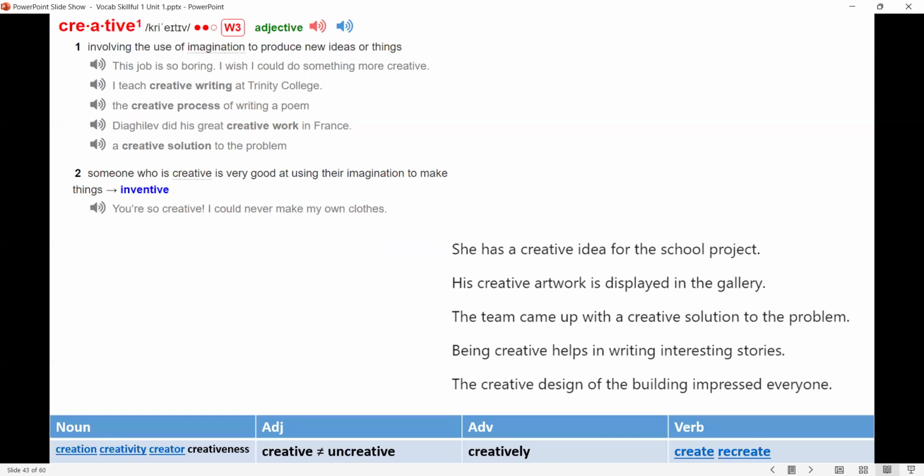Example, she has a creative idea for the school project. His creative artwork is displayed in the gallery. The team came up with a creative solution to the problem. Being creative helps in writing interesting stories.